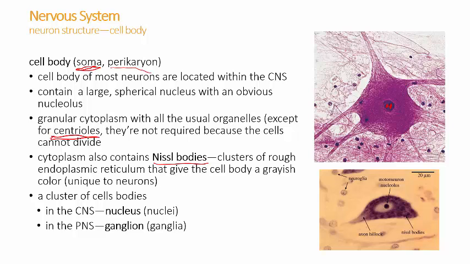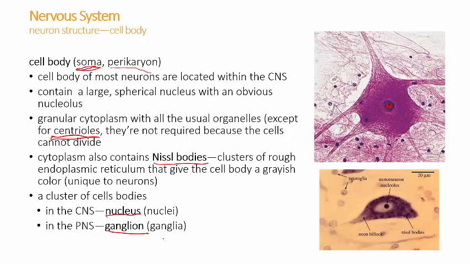So there's lots and lots of endoplasmic reticulum, and that relates directly to all of the secretion that neurons do. And then finally, if you see a cluster of cell bodies that are all together in the central nervous system, we refer to that cluster as a nucleus. Nuclei would be the plural. If that cluster of cell bodies is found in the peripheral nervous system or related to the PNS, then we talk about that cluster as a ganglion, or a bunch of them, ganglia. And so there are these little clusters of cell bodies that are found scattered throughout the peripheral portions of the body as well.